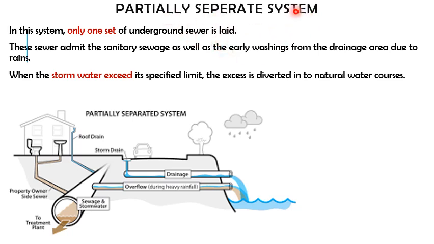Okay, PSS, partially separate sewerage system. Partially only, it is not fully. What you have studied is one is combined, another is separate. Now, partially separate. Again, two pipelines. Separate means partially separate. You observe here, this is a house. From this house, you are generating a huge amount of sewage. The sewage is coming and this is a pipeline.